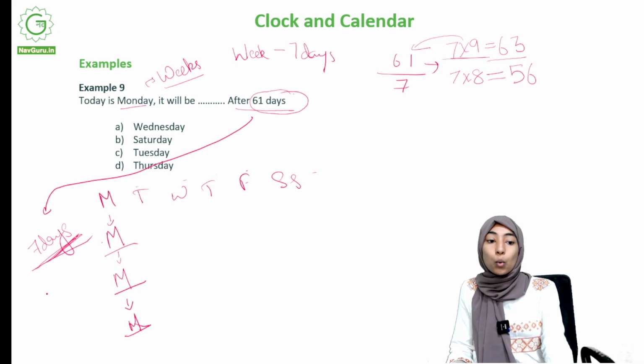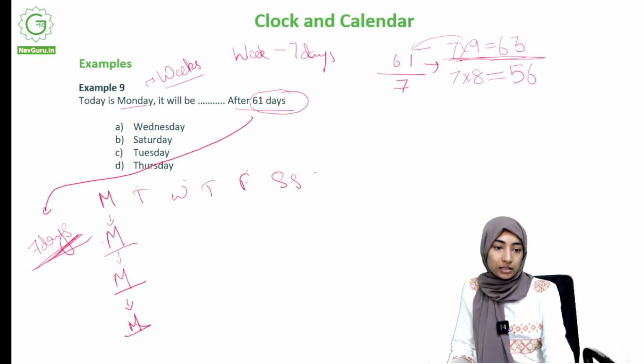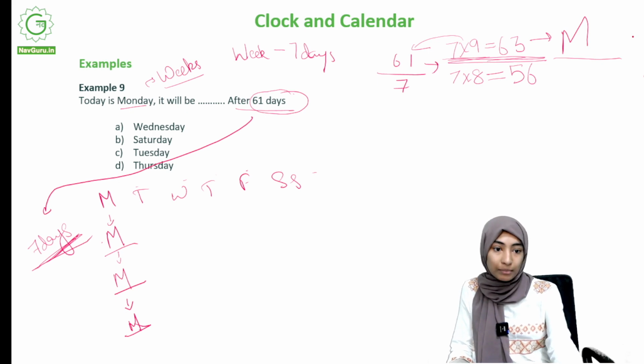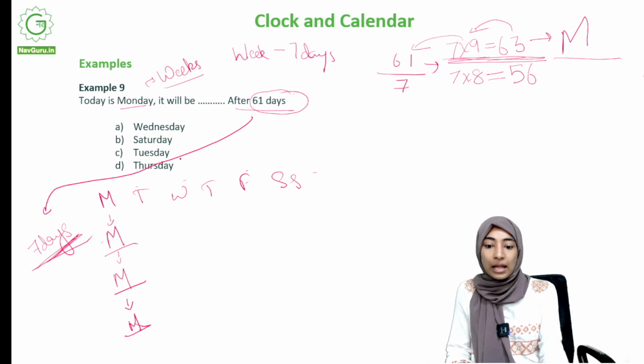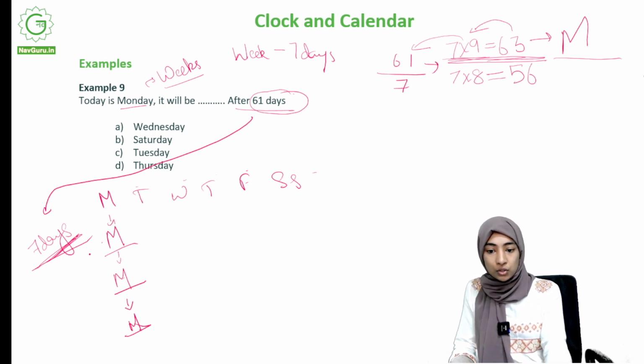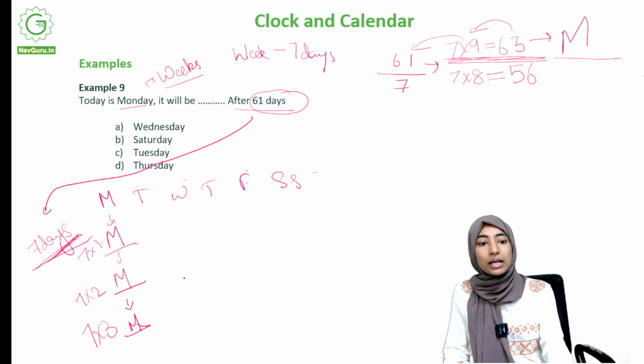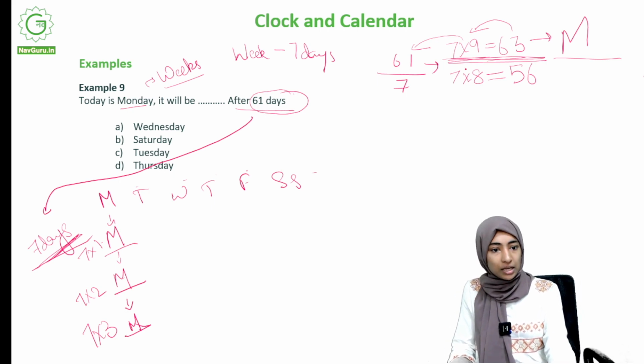So now what do you do? You have 7 nines are 63. So you know that after 63 days it will fall on a Monday itself. Why? Because 63 is a multiple of 7. And you know that 7 into 1 days is a Monday, 7 into 2 days is also Monday, 7 into 3 days is also Monday. Similarly, 7 into 9 days will also be a Monday, 63.